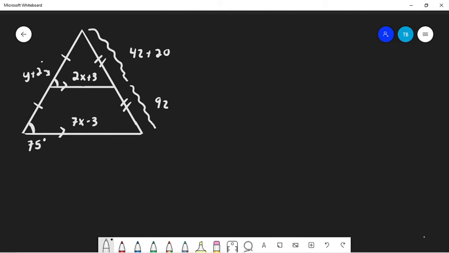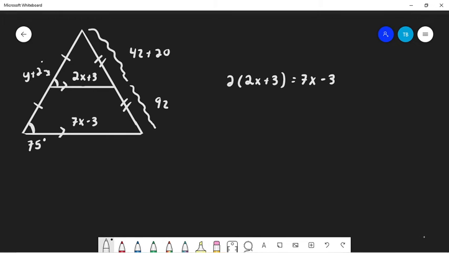So we'll start with what we know. We'll do the x value first. So one more time, can't stress it enough, the length of the third side of the triangle is going to be double the length of the midsegment. So we can say that 2 times the midsegment, which is 2x plus 3, is equal to the length of the third side of the triangle, which is 7x minus 3.